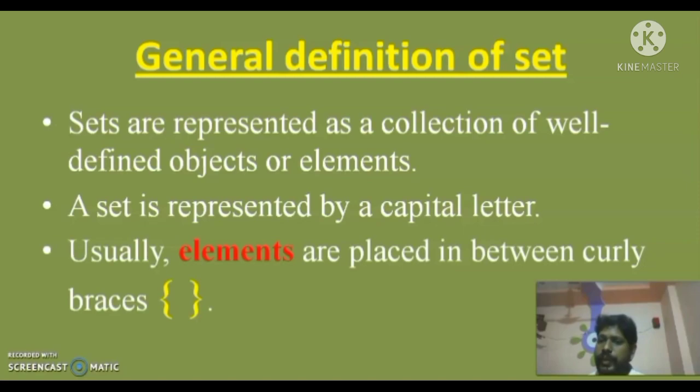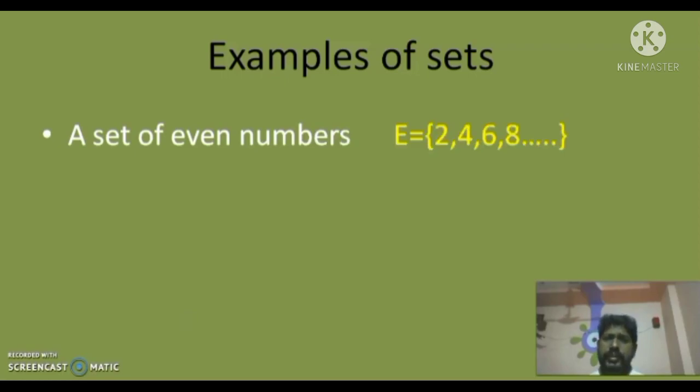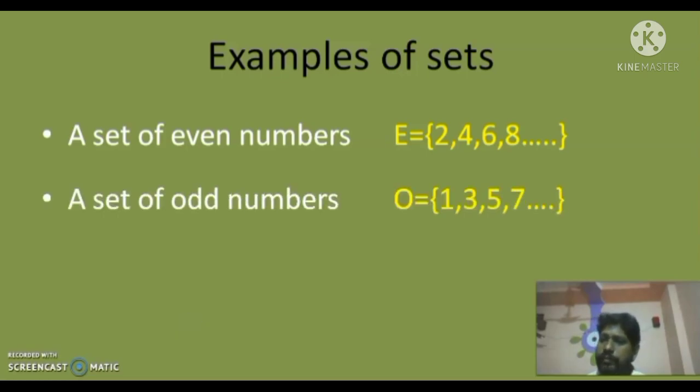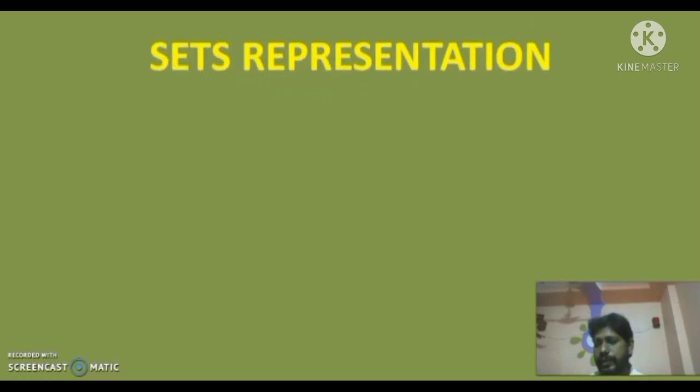Usually, elements are placed in between curly braces. So I have given here open curly braces and closed curly braces. Let me see some examples of a set in this topic. A set of even numbers, I am denoting it as E: 2, 4, 6, 8. A set of odd numbers: 1, 3, 5, 7, named O. A set of prime numbers, denoted with P: 2, 5, 7 and so on. We can describe different types of examples.